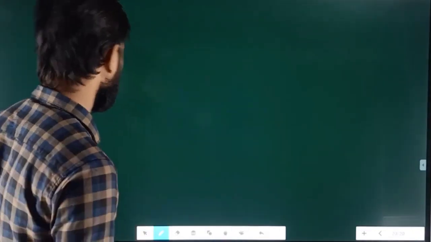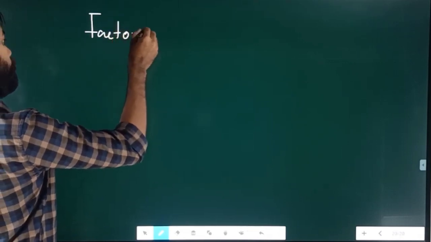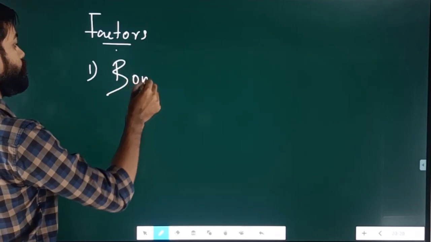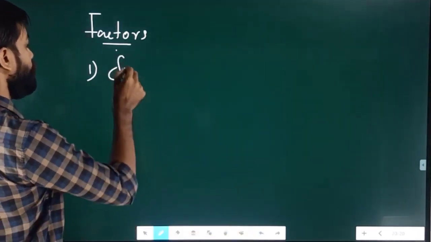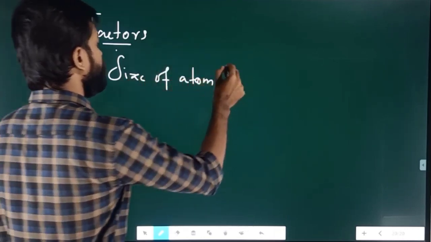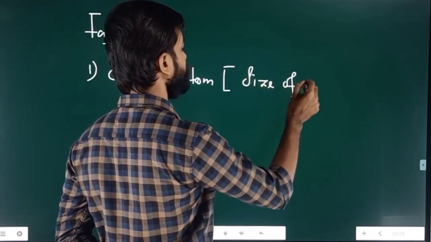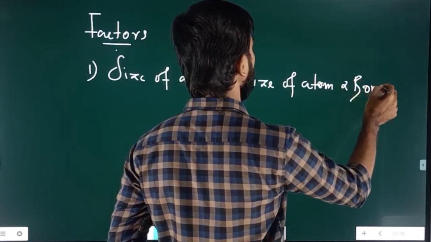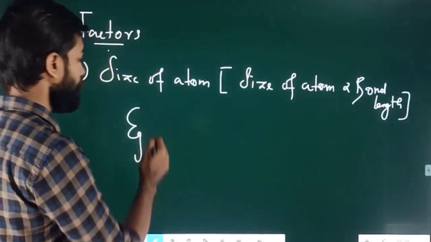Now let's discuss the factors that bond length depends on. Number one, size of atom. Size of atom is directly proportional to bond length, which means as the size increases, bond length increases.